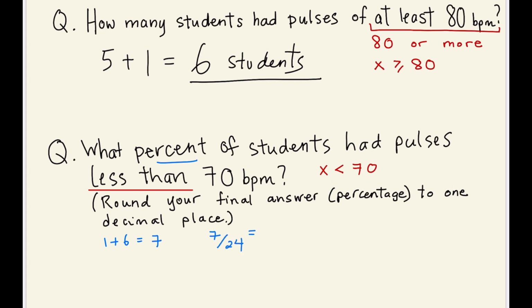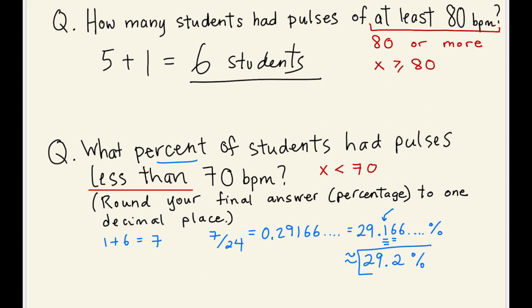And that gives me 0.29166, which is equal to 29.166 percent, which is approximately equal to, now I'm going to round to 1 decimal place since I have a 6 here. That means I'm going to add 1 to this digit, and I end up with 29.2%. And that is my final answer here.